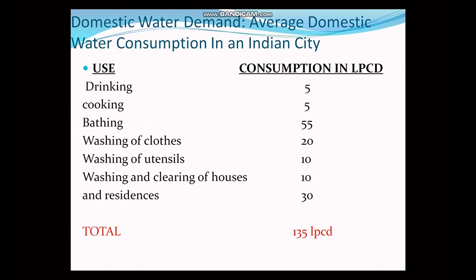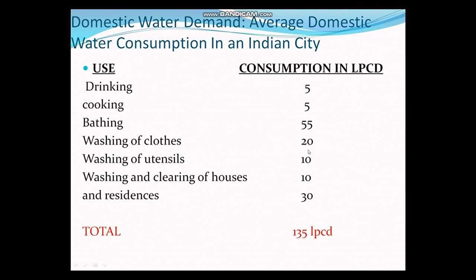For drinking purposes, around 5 LPCD amount of water is required. LPCD means liter per capita demand. For cooking purposes, 5 LPCD is required. For bathing purposes, around 55 LPCD is required. For washing of clothes, 20 LPCD of water is required.